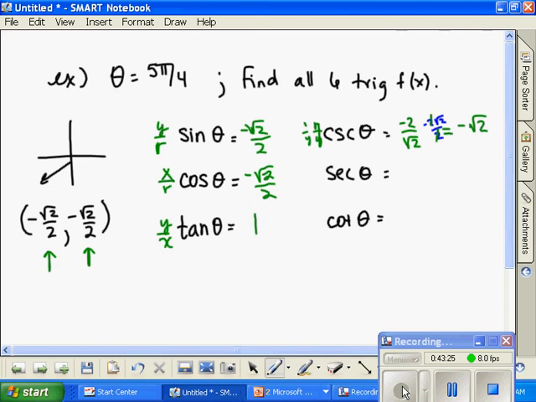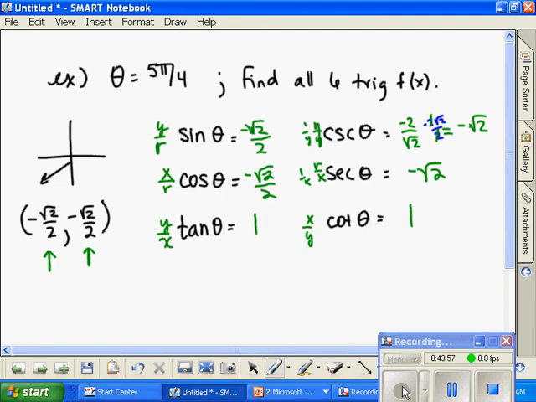Secant theta, it's going to be r over x, or 1 over x. And it's going to end up being the same answer, negative root 2. And then cotangent, it's x over y, which is 1. Okay, piece of cake, right? Maybe. All right. So those are examples of where you have to find all 6 trig values. That was 3 examples.